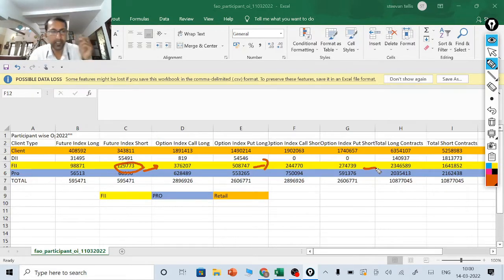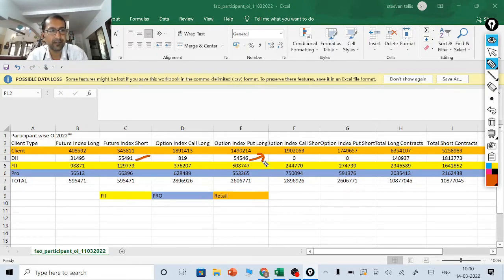So now let me come to the DIIs. DIIs are also short in the index. So you can see here. Let me mark it properly. See, DIIs short in the index, and DIIs hardly have any positions in calls. Even DIIs have taken positions in put.